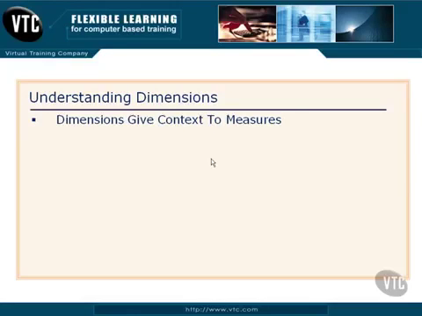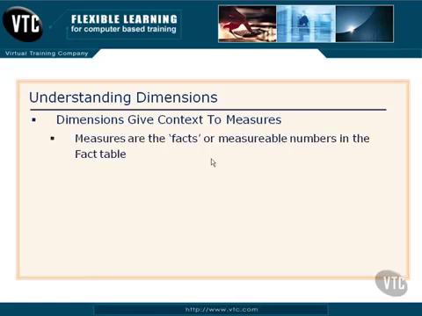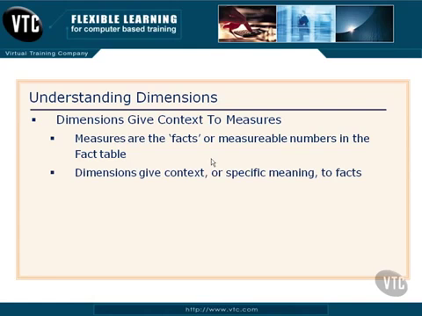Dimensions are what give context to our measures. Now, we've already talked about fact tables. Fact tables store specific measures about specific functionalities or aspects of our business. And the measures are the measurable numbers of what's in the fact table, or they are the facts about the information that's in the fact table, if you want to get confused. Okay, so we've got our information in our fact table. Our dimensions can show us the various dimensions or aspects or attributes of that. They give context and specific meaning to our facts.